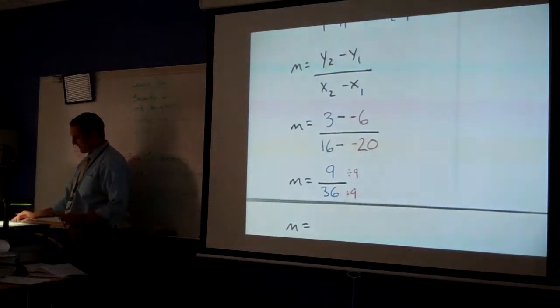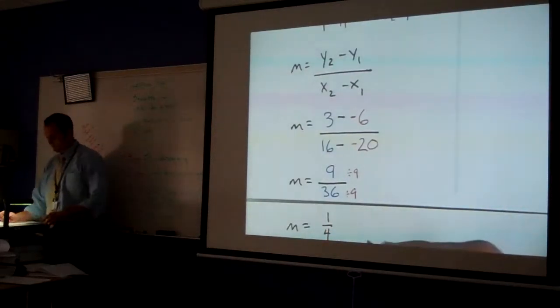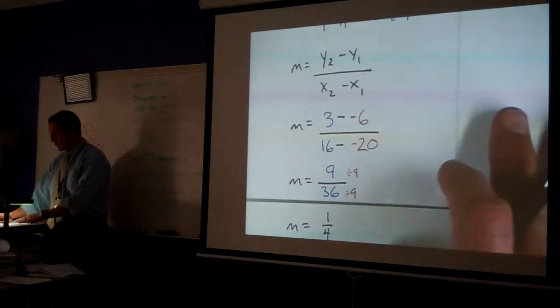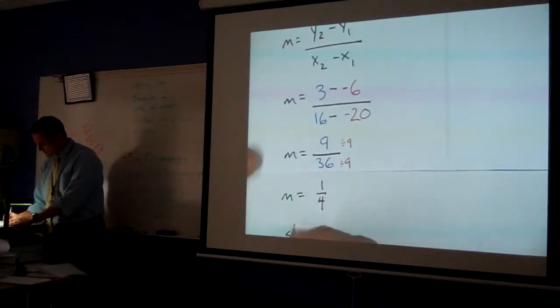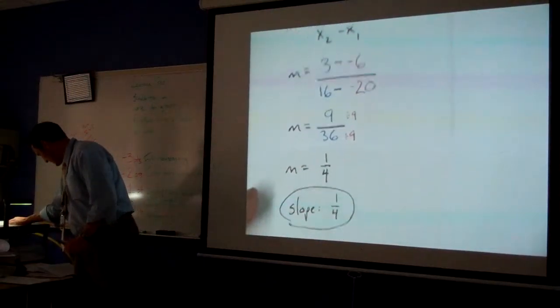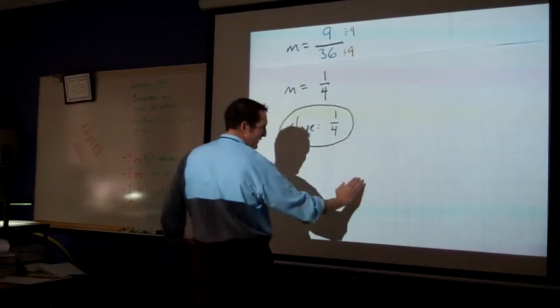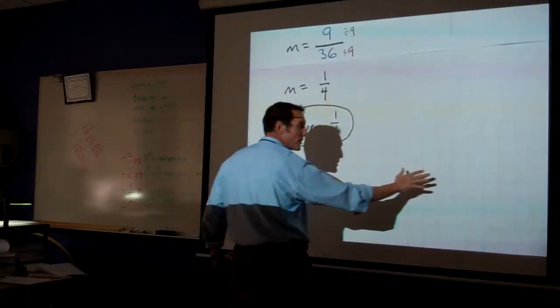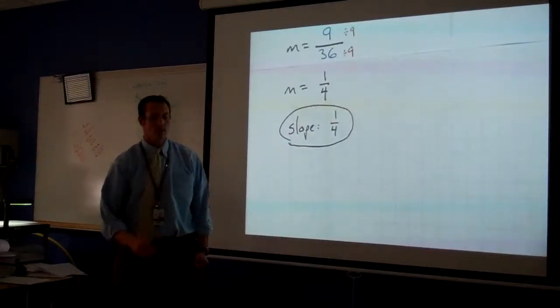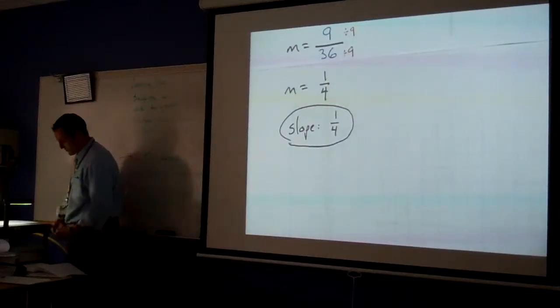9 can be divided on the top and the bottom, which leaves us with 1 over 4. That is our simplified slope, 1 over 4. So the slope of the line in that table is 1/4, which means that the y value increases 1 unit for every 4 units increased on the x. So the y value increases 1 unit for every 4 units on the x. And that is our rate of change, or slope.